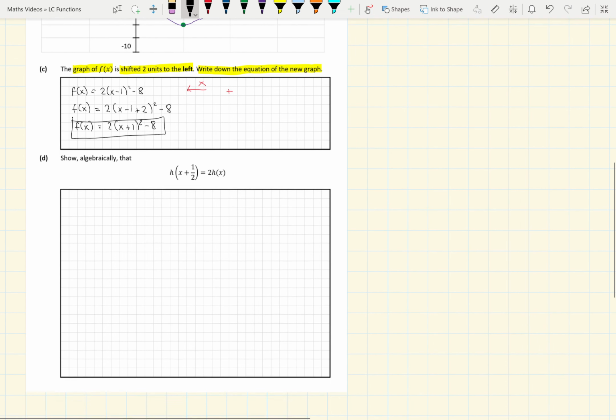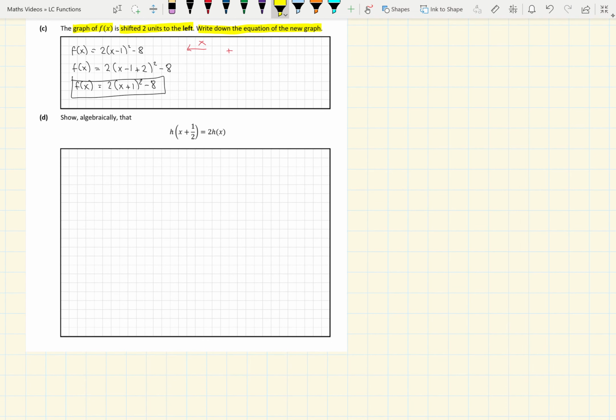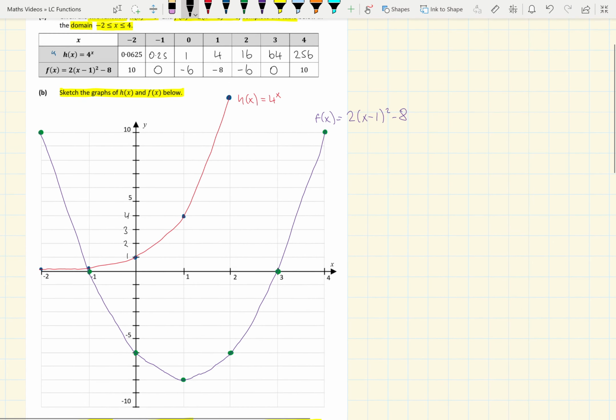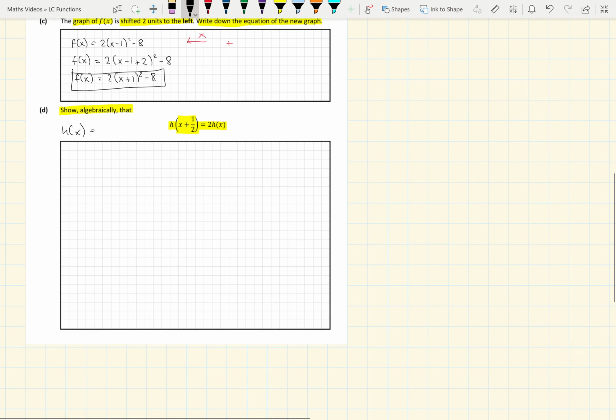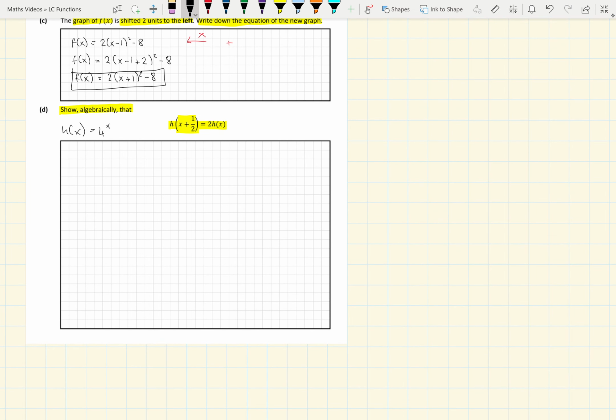And that's part C. And then our last one for part D is to show algebraically. They've given us an equation here, so I'm just going to write h of x here for reference. So h of x we know is 4 to the power of x. They've asked us for h of x plus 1/2. So anywhere I see an x, I now replace it with x plus 1/2. And we have a bit of tidying up to do here.